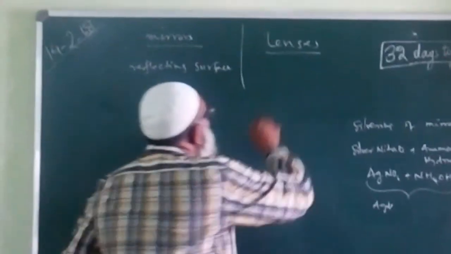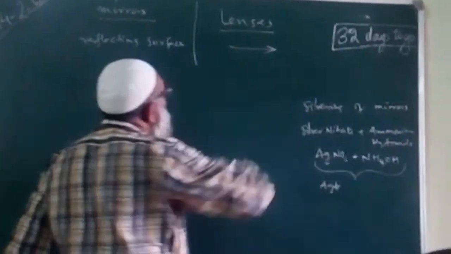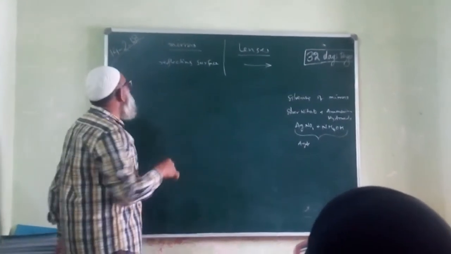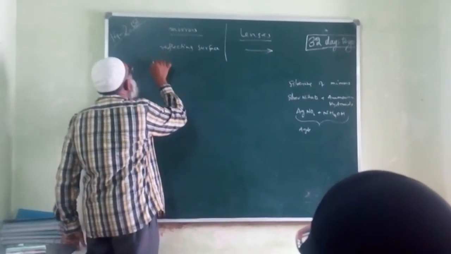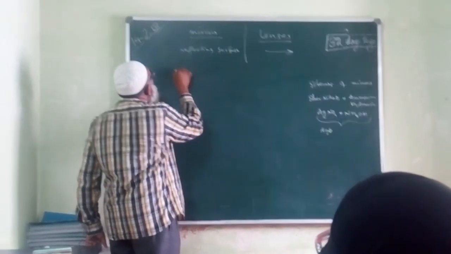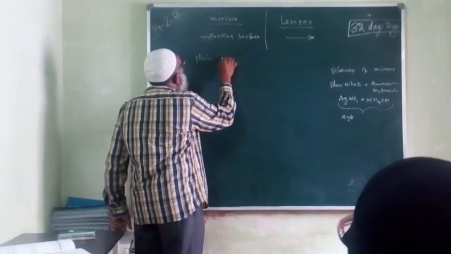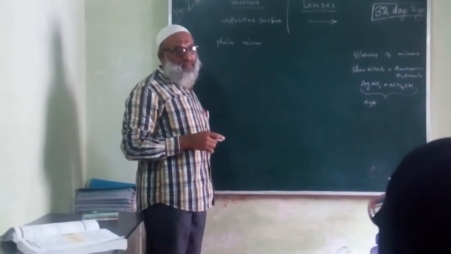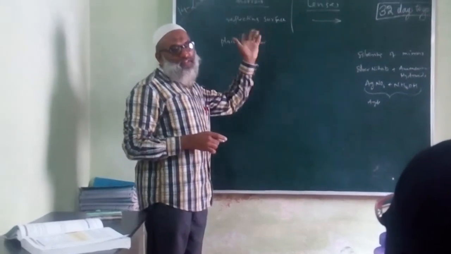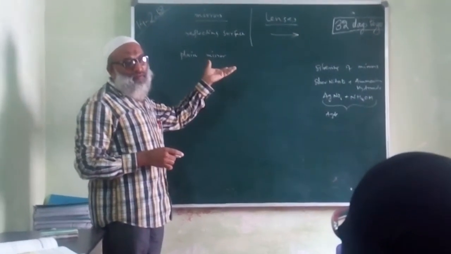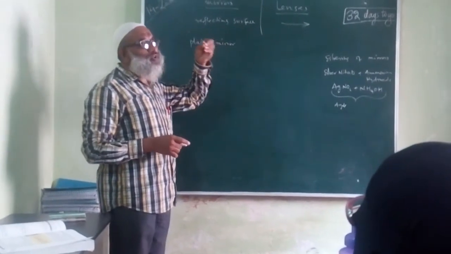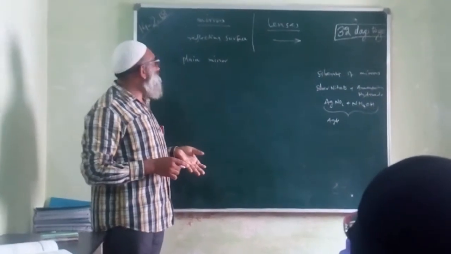Reflecting surface. Lenses pass light from one medium to another. Now we have three different kinds, first of all, the plane mirror. A mirror has a reflecting surface. The lenses pass light through, so refraction will be there, but not to that extent.